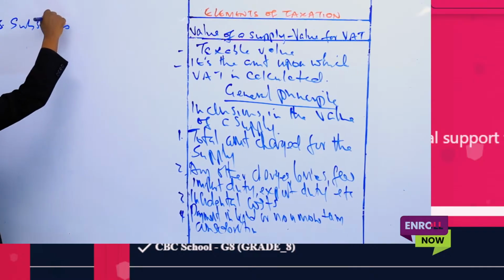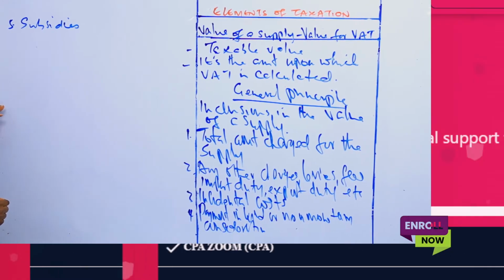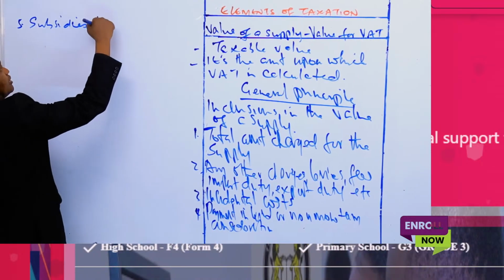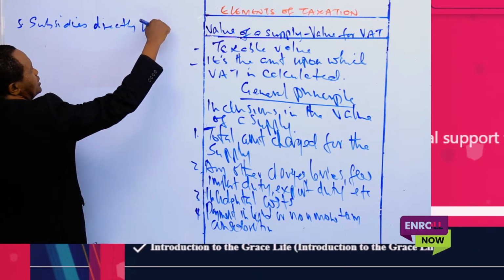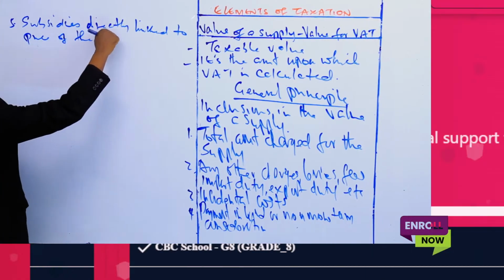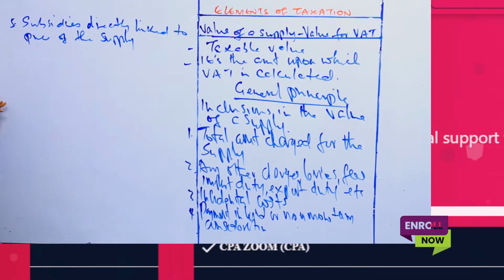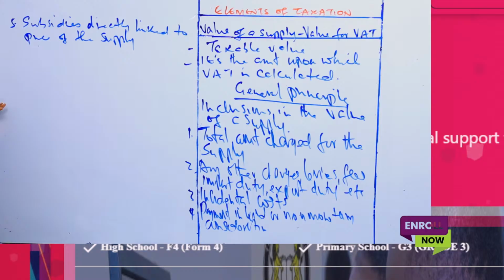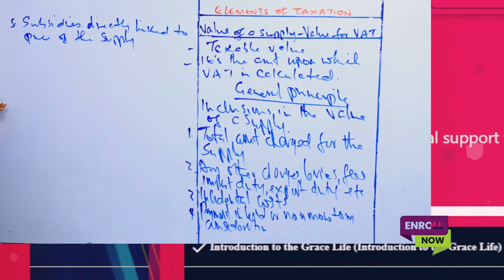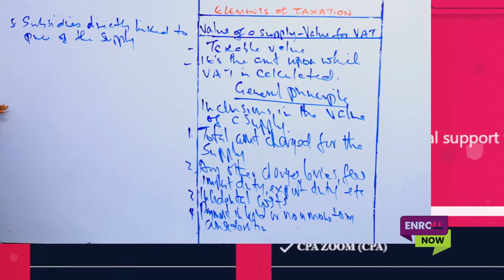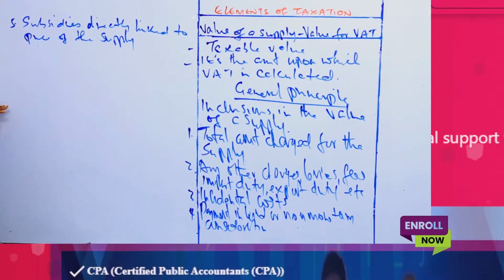We may also have five, subsidies. Subsidies directly linked to the price of the supply. How are subsidies treated? Now, if a subsidy is given to the supplier and the subsidy directly reduces the price charged to the customer, it may be included in the taxable value. It does not reduce, but it's included. So subsidies are included in the taxable value, in the value of a supply.